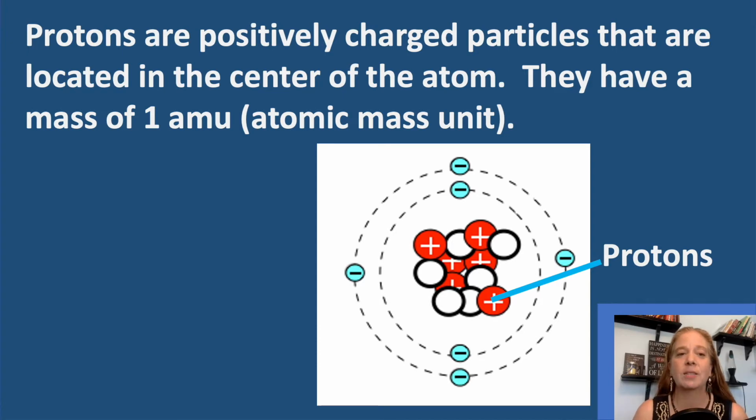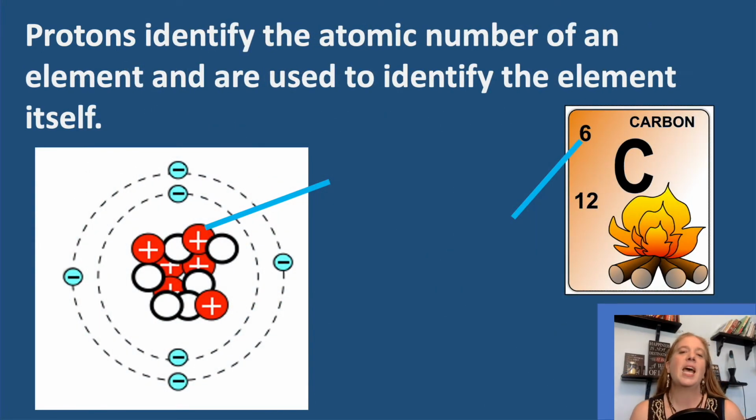in that nucleus. They have a mass of 1 AMU, which stands for atomic mass unit. Protons are usually identified by the plus sign here to represent their positive charge. And protons are used to identify the atomic number of an element. They're also then used to identify the element itself.